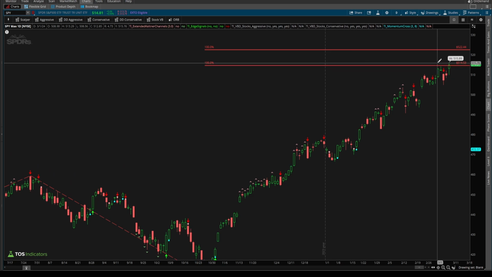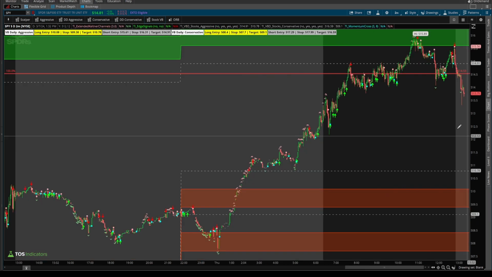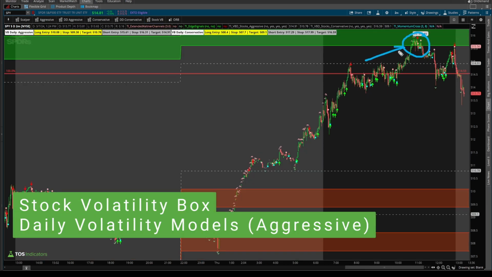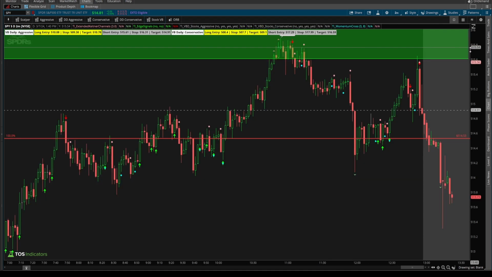Now, to take advantage of this reversal on a day trading basis, I think you could use our Volatility Box models and focus on simply the short side setups. Here's an example inside of the S&P today, where price action rallied for much of the day into our aggressive Volatility Box models. And as soon as we hit the models, you can see how price starts to exhaust.